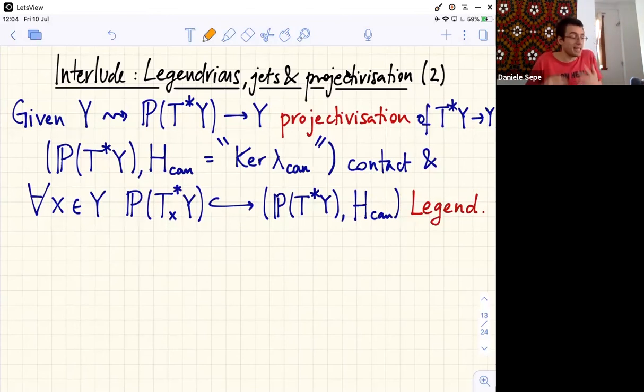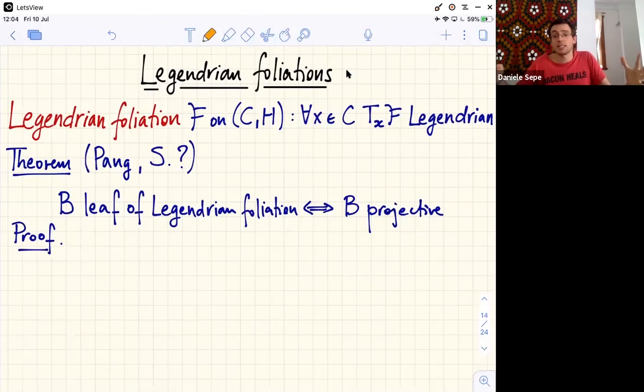So then I said, okay, this must be known. There must be a theorem that generalizes the result of Alan to Legendrian foliations. And to my disappointment, there kind of is something almost like it. The heavy lifting has been done and there's something missing. The something missing is I couldn't find it in the literature. A Legendrian foliation is exactly what I told you. And now you can prove that if a manifold is the leaf of a Legendrian foliation, it is projective.